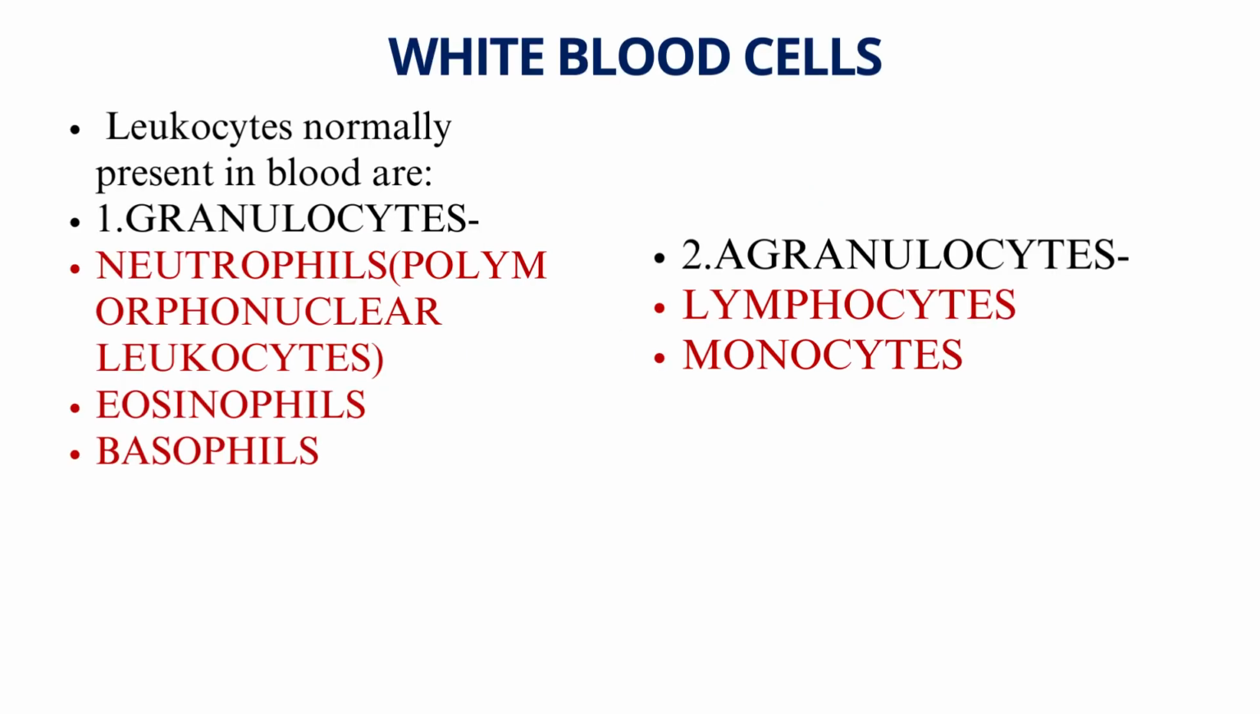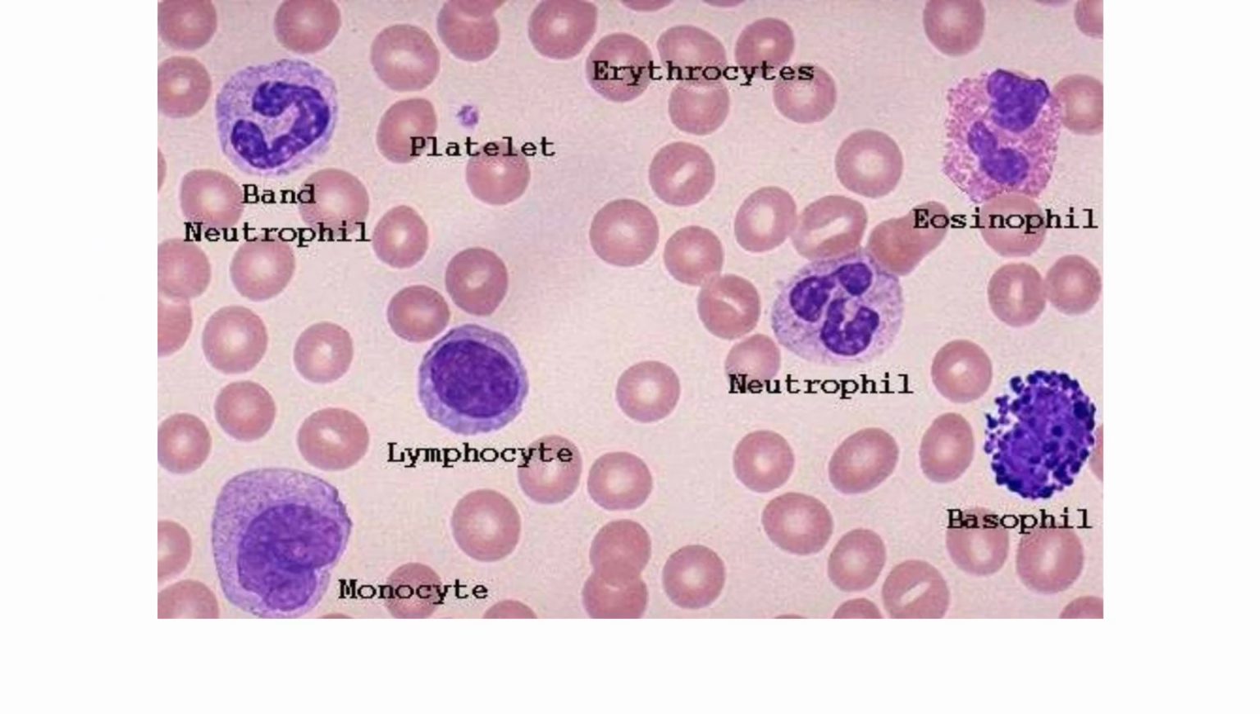When we come to WBCs, we have granulocytes and agranulocytes, right? And granulocytes are your neutrophils, eosinophils and basophils, and agranulocytes are lymphocytes and monocytes. This is just a brief picture, just wanting to summarize all of them.